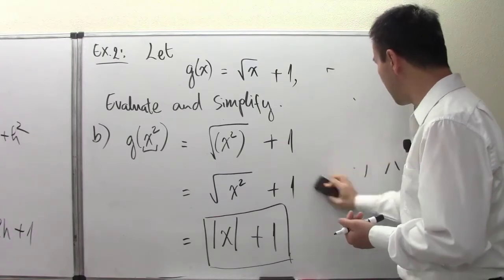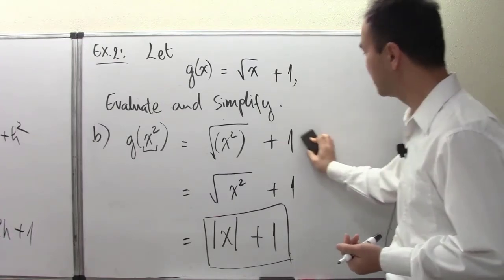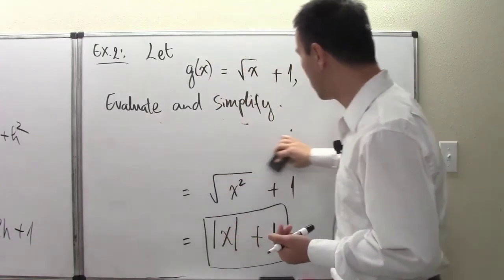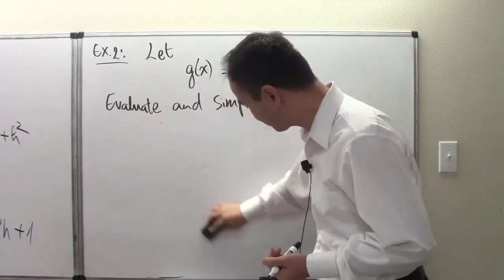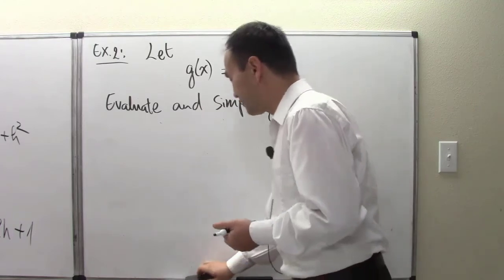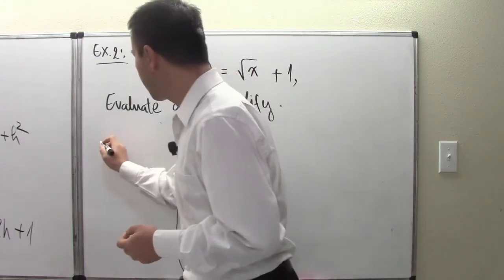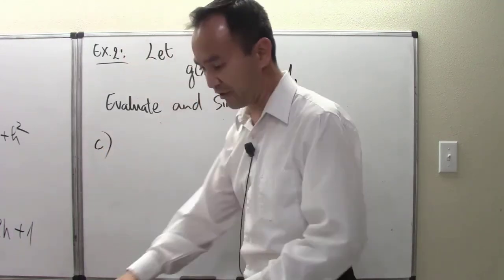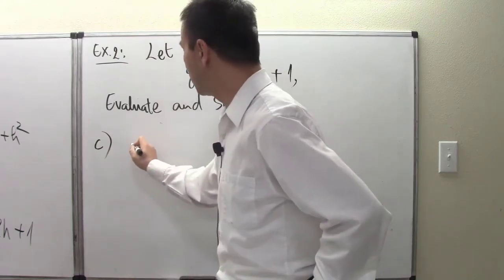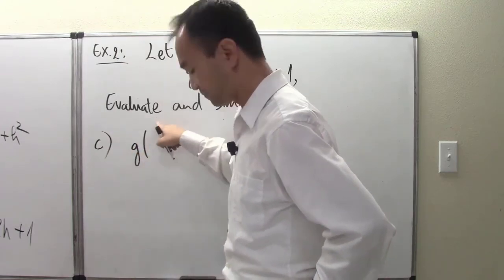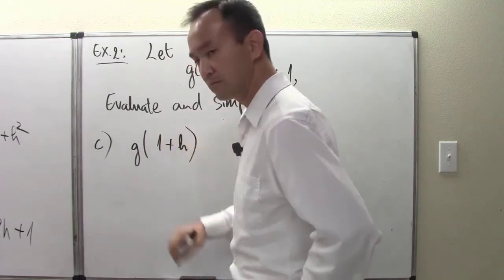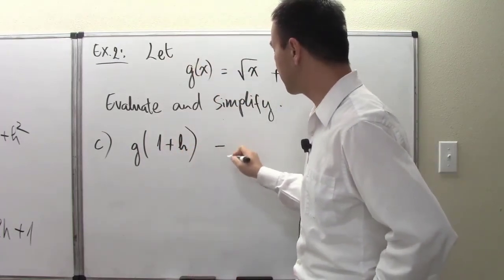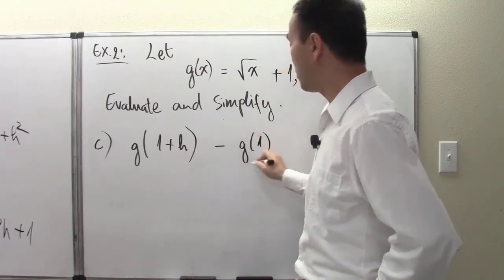All right, so now I'm going to clear out part B and the work we have done. Let's now look at part C of the example. Let's spend some time writing it down right here. I would like to look at g of 1 plus h, minus g of 1.